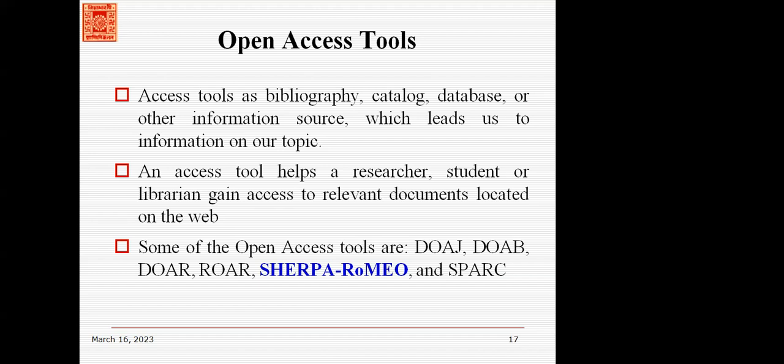And here you see, I am giving some important open access tools. That is open access journal, DOAJ, Directory of Open Access Journals, Directory of Open Access Books, DOAR, Directory of Open Access Repositories, ROAR, that is Registry of Open Access Repositories. So these are the open access tools we can use. And Sherpa Romeo is another important service platform that helps us a lot in our publication.